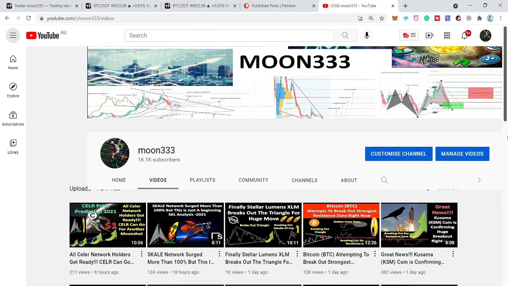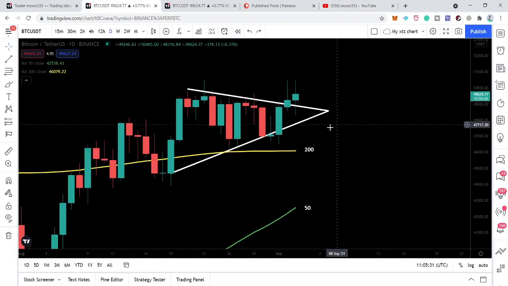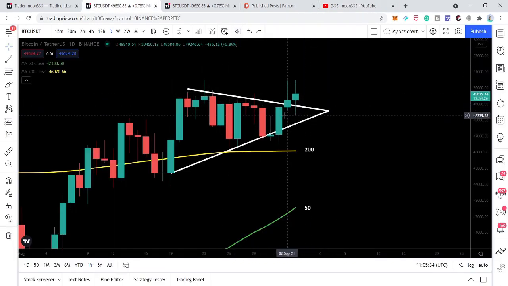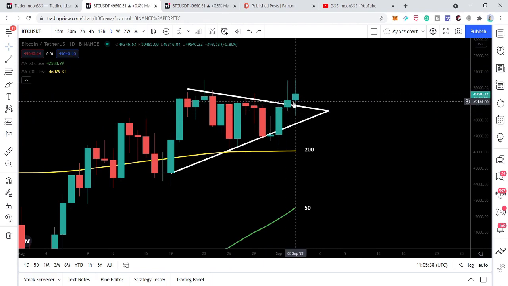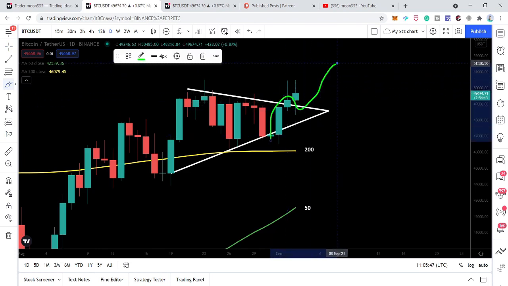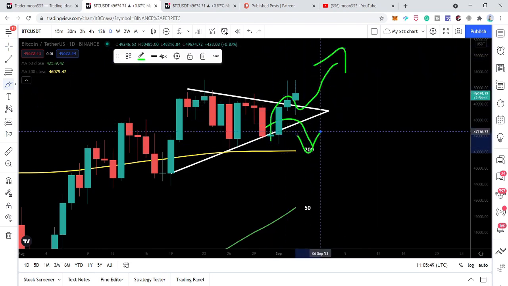Hope you're well and welcome to the new update on Bitcoin. We have seen that the price line has broken out of this resistance of the symmetrical triangle, and after breaking out of this resistance, the price action retested the previous resistance as a support. And in today's video, we will try to analyze whether the price line will continue its move towards the upside from here, or it will move down from here.